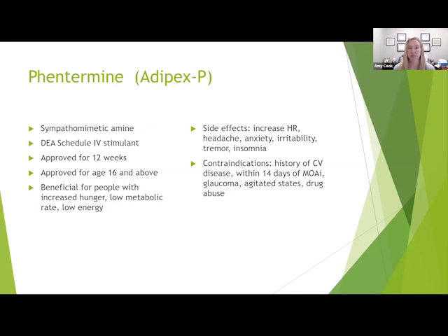Side effects include increased heart rate, headache, anxiety, irritability, tremors, or sleep disturbance. And it's contraindicated in people with cardiovascular disease, within 14 days of the use of an MAOI, in glaucoma, agitated states, or drug abuse. Again, it's a stimulant that's a scheduled controlled substance.